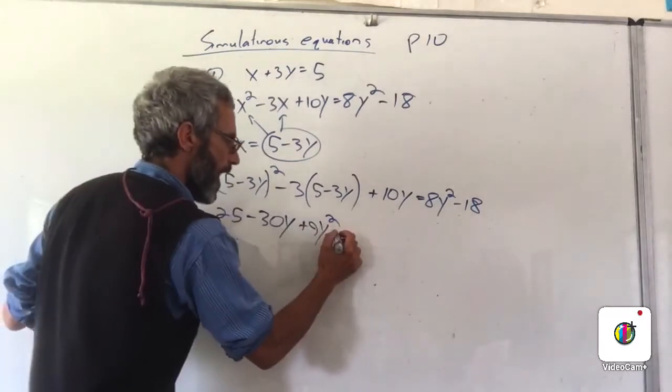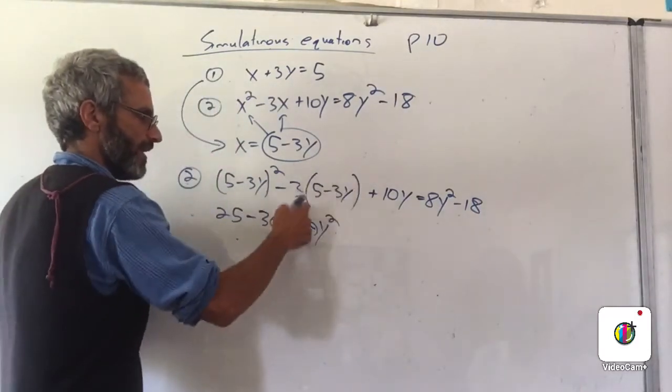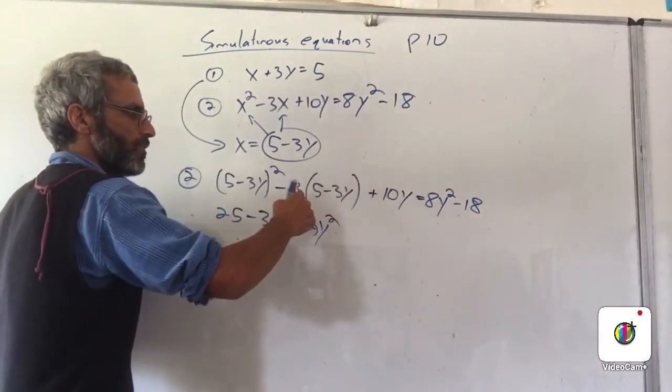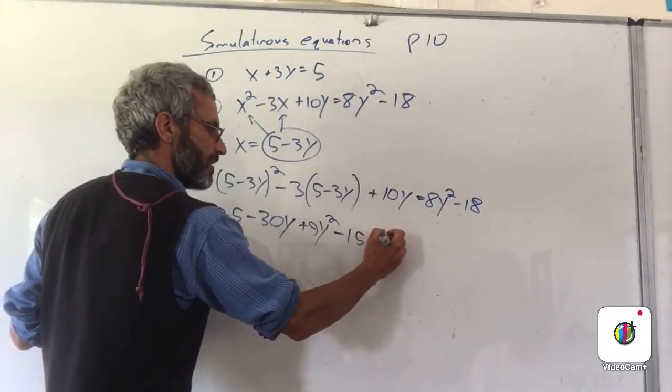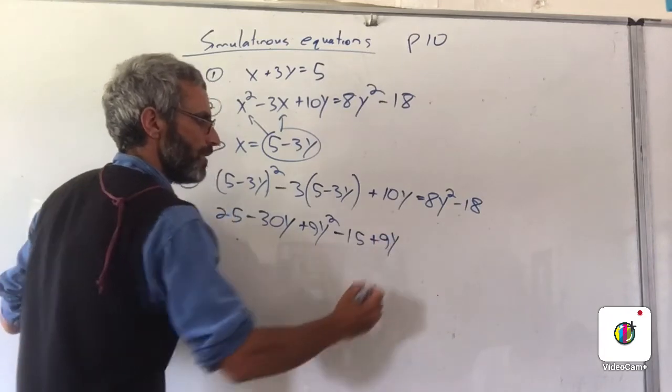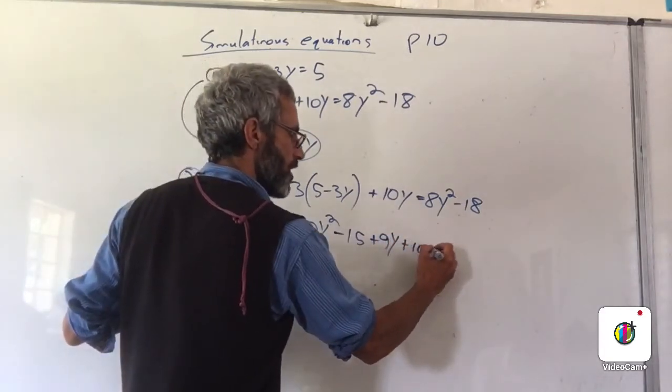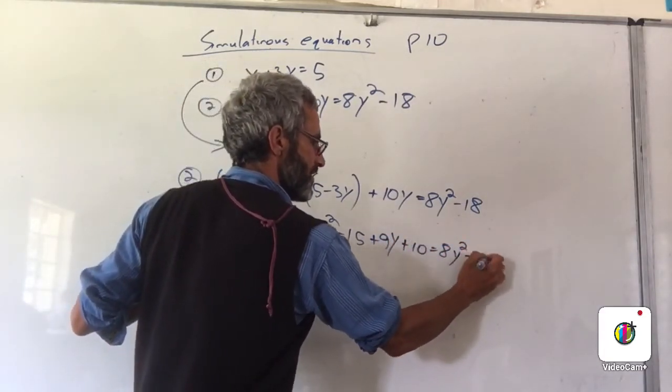Now this one, don't forget the brackets. I didn't mention before, you must use the brackets. Minus (15 plus 9y), plus 10y equals 8y squared minus 18. Alright, what do we do now?